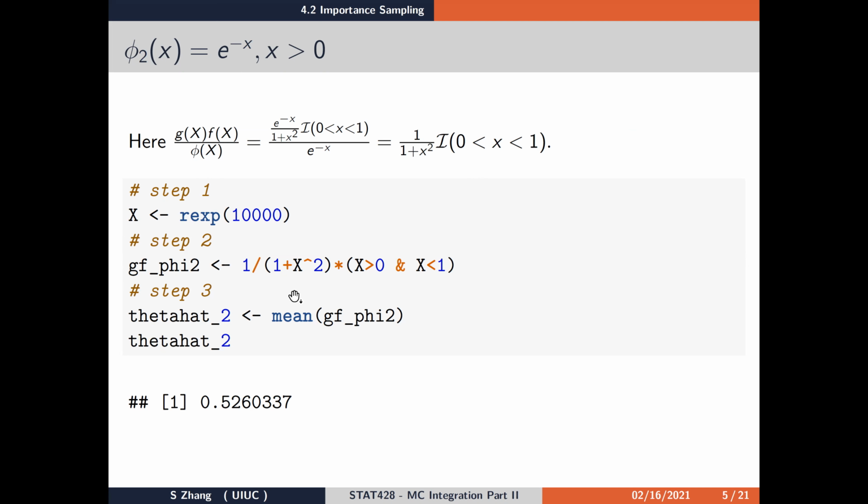In step 3, we can just take the sample mean of what we obtained in step 2. And we can see that the theta hat 2 obtained using this method is also approximately equal to 0.52. So quite similar to what we got from the first method, using phi1, that is the uniform density.